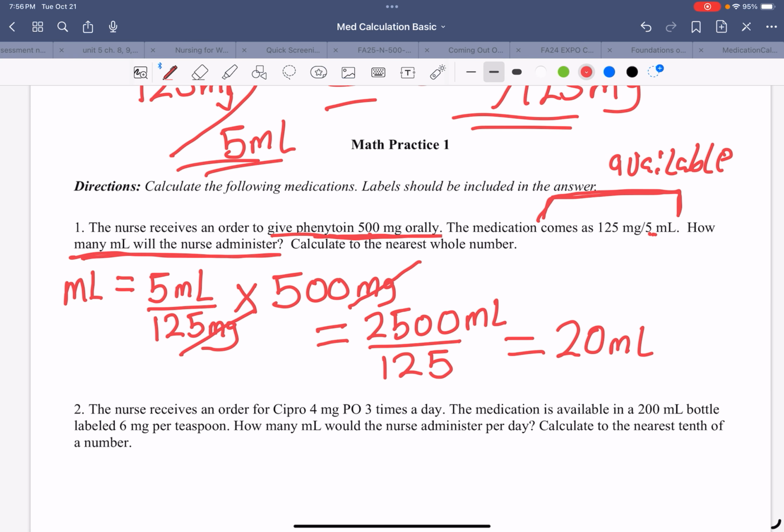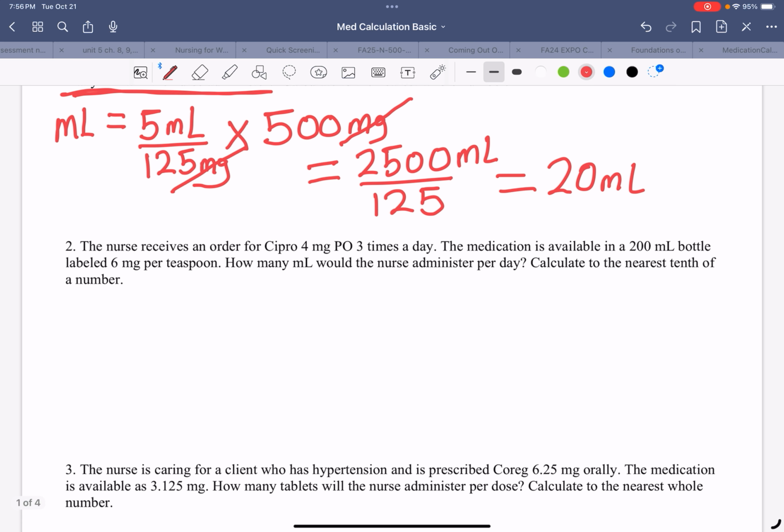Hopefully everyone got the answer for number 1. All right. Let's go ahead for number 2. So you can go ahead and pause this and try to solve this yourself. All right. Let's go ahead with number 2.